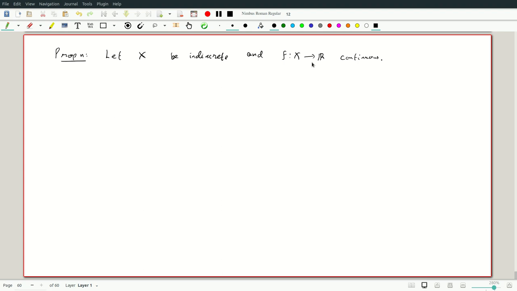But if the codomain is nice enough, I've specialized to R, but you'll see we use a very mild property of R, then any continuous function from an indiscrete space is constant. Sorry, I didn't write the conclusion. Then f is constant. Okay, let's just assume X is non-empty.